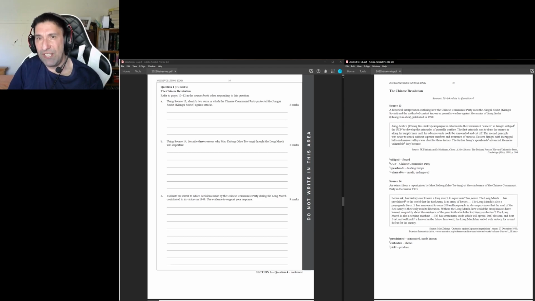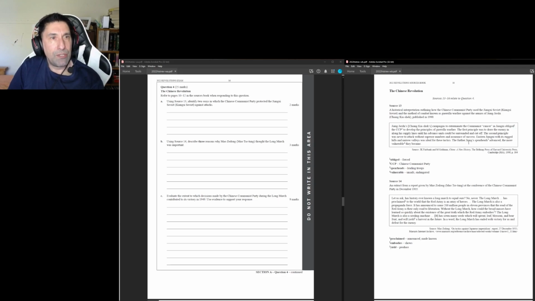Jiang Jieshi's campaigns to exterminate the communist cancer in Jiangxi obliged the CCP to develop the principles of guerrilla warfare. So there's one point there. The first principle was to draw the enemy in along his supply lines until his advance units could be surrounded and cut off. The second principle was to never attack without superior numbers and assurance of success. So there's 2 tactics there. You could just refer to those 2 tactics there as your points. Okay.